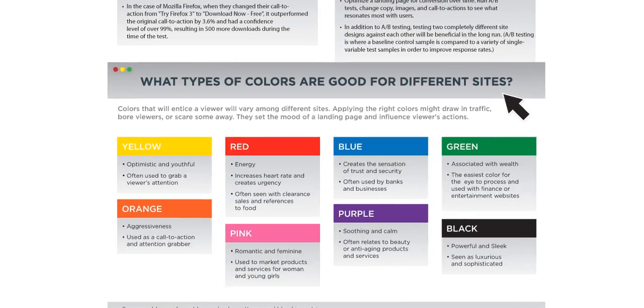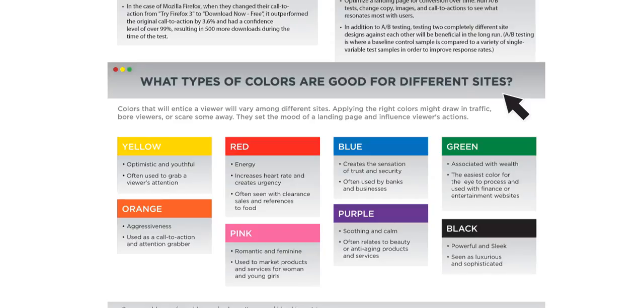So here are some colors. If you guys want to read this, you can. It goes through which colors are important to use on your landing page. Yellow is optimistic and youthful. Orange is aggressive, used as call to actions. Red is energy, things like that. It increases heart rate, often seen with clearance sales. Pink is obviously for female demographics.